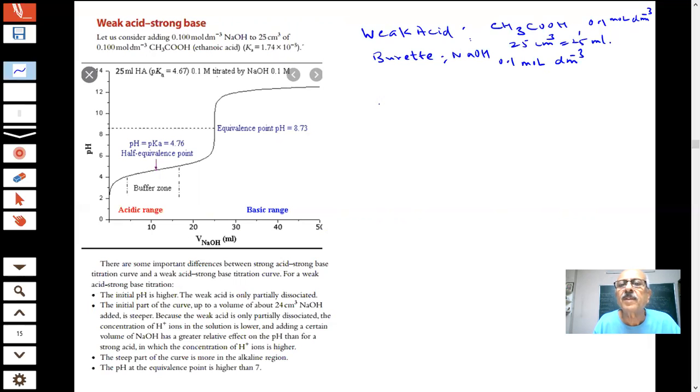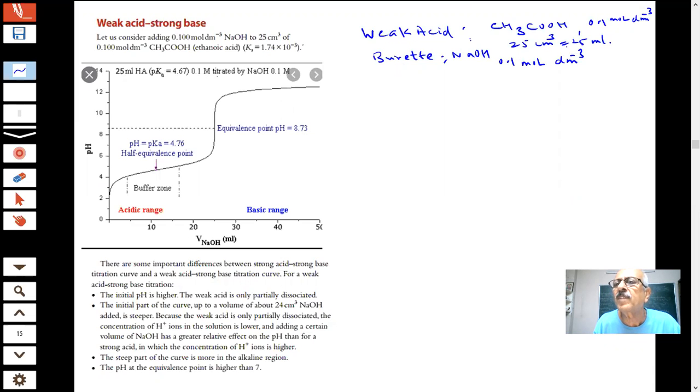Now what will happen? It is a weak acid. The pH will be more or less than HCl. Tell me, for a weak acid, what will be the pH? It will be more, because it is a weak acid. HCl was a stronger acid. Its pH will be more or less than HCl. Tell me.